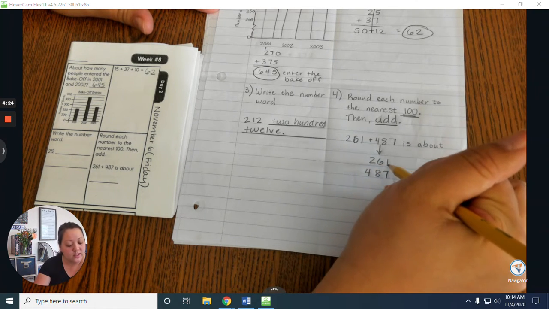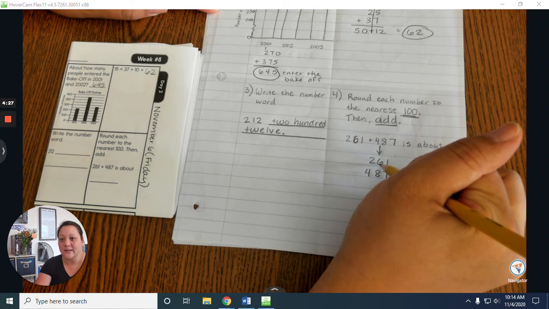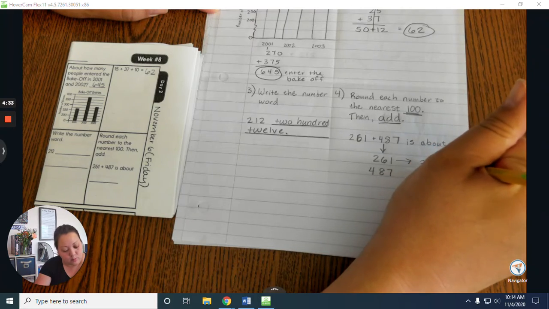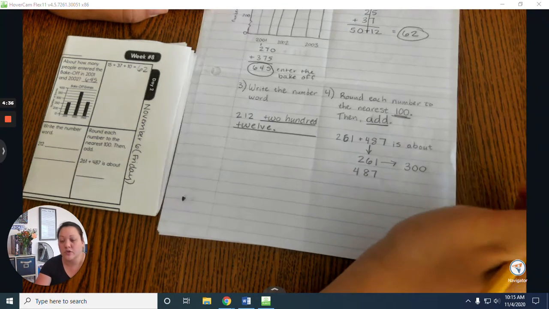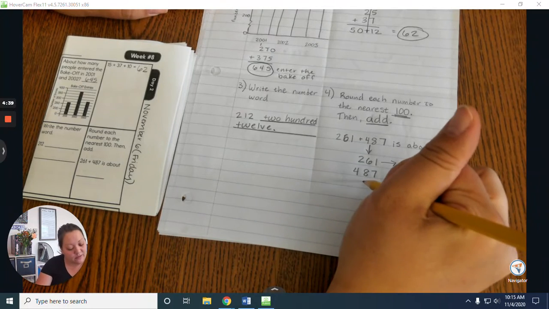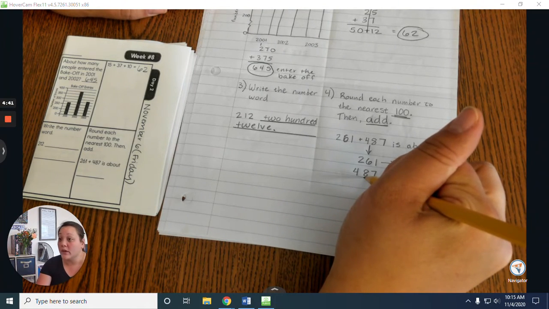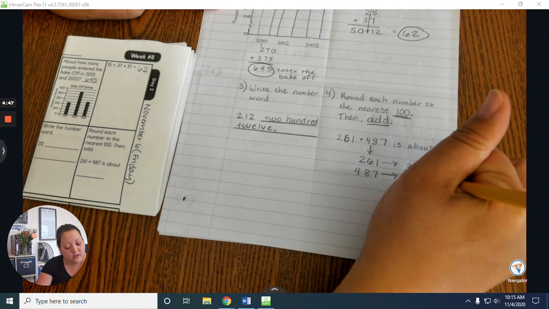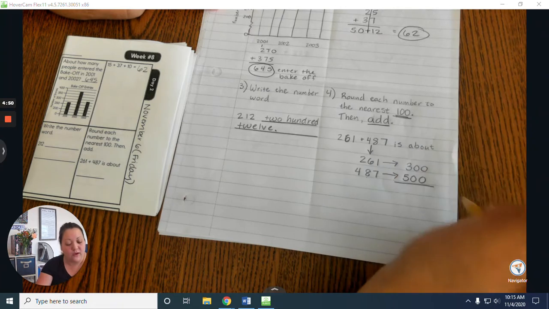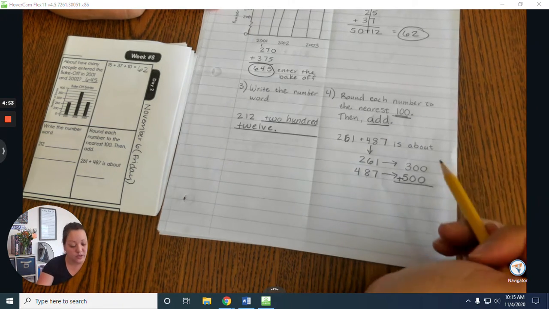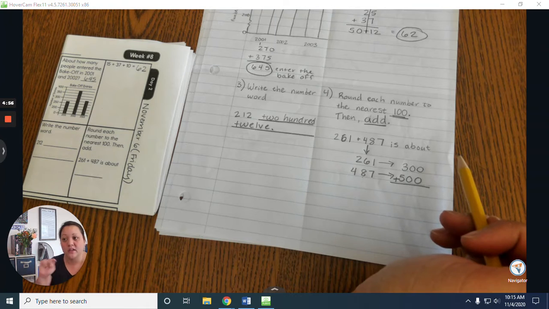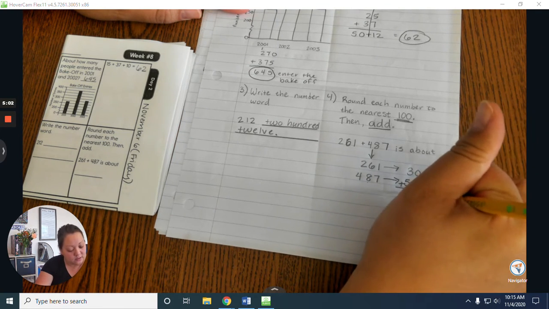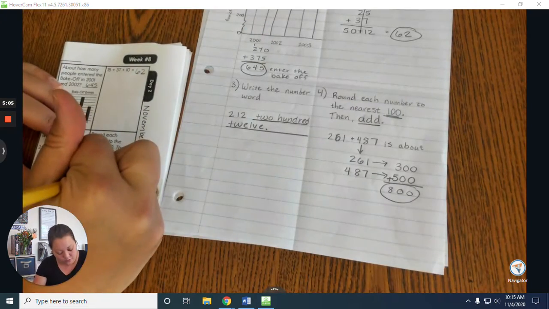So if I'm looking at 261, the important number here is 6, or the 60. So that's going to round up to 300 because I'm rounding to the nearest 100, so I should end with hundreds. And then 487, the 8 is more than 5, so I'm going to round again up. And so 487 to the nearest 100 is going to round to 500. So now I can add these two together because I'm doing the second step, and it's important to read the directions. 0 plus 0 is 0, 0 plus 0 is 0, and 3 plus 5 is 8. So it is about 800.